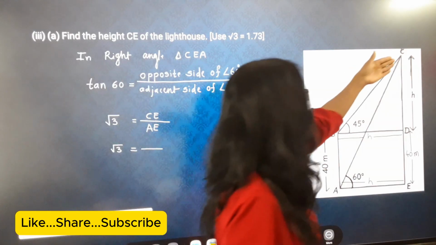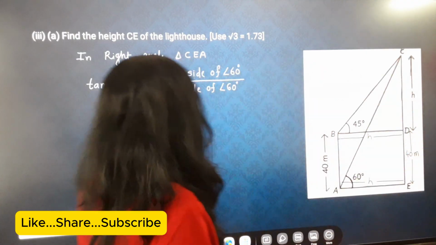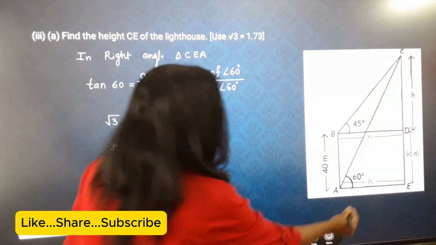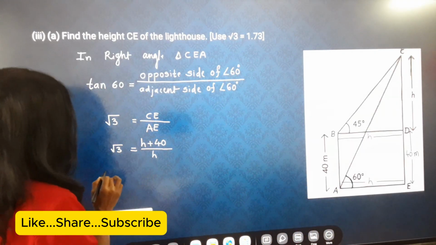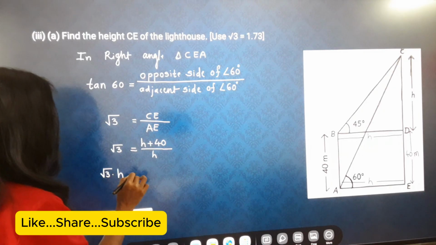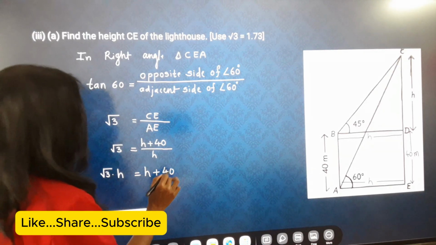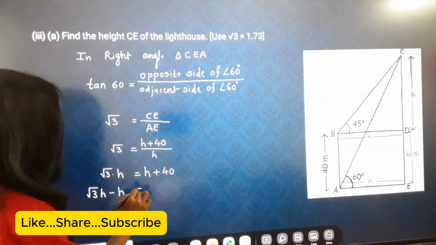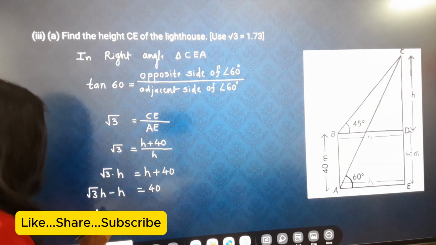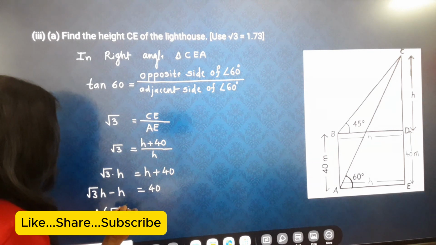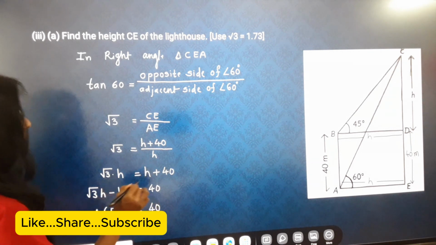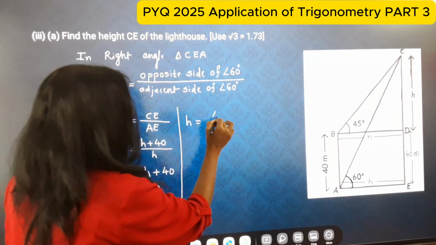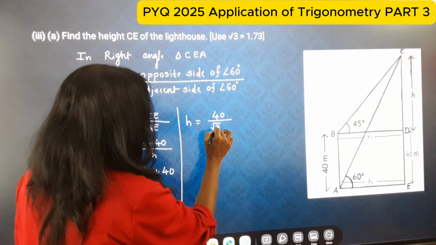Okay, so now here root 3 is equal to CE. We write CE as H plus 40. So here I write H plus 40. And then AE, that AE is H. So I write here H. Then simplify: root 3 H is equal to H plus 40. So that means, students, root 3 H minus H is equal to 40. Now H becomes common, so H times root 3 minus 1 is equal to 40. So that means, students, H is equal to 40 upon root 3 minus 1.